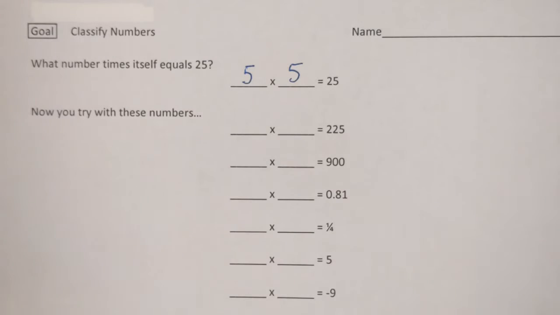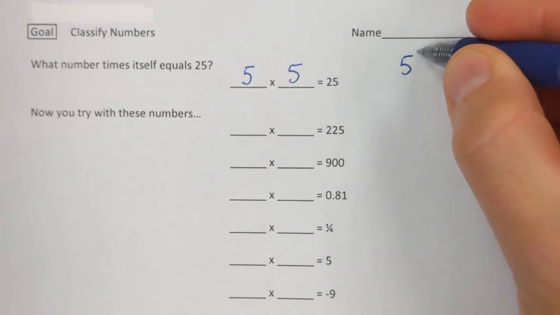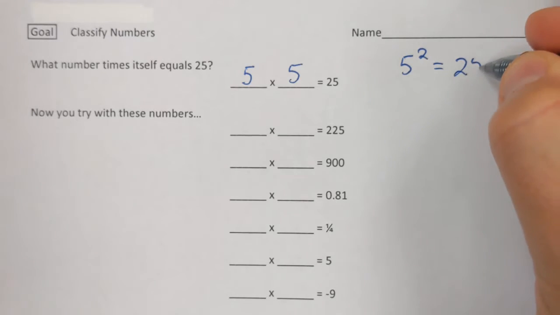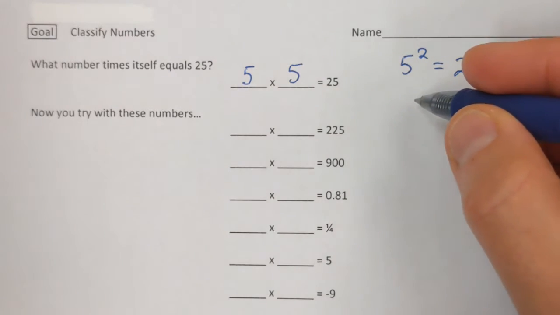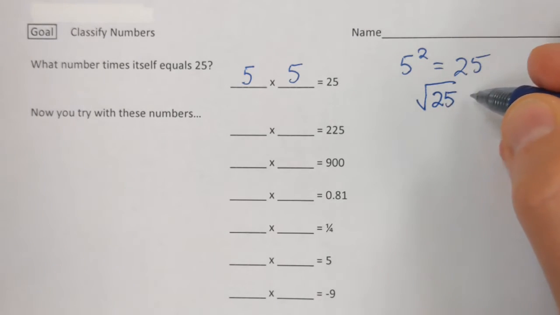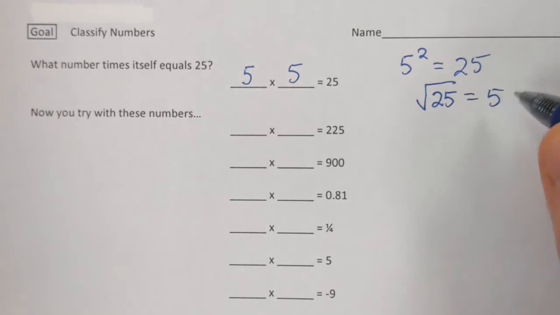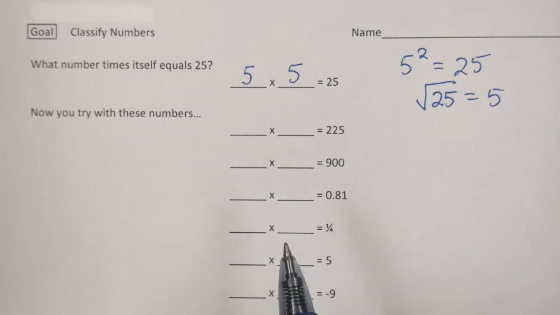And there's a couple other ways that you can express this fact. You could always say that 5 squared is equal to 25. That's another way of expressing that fact. And you could also think of it backwards. You could also say the square root of 25 is equal to 5. These are 3 different ways to express this same fact.